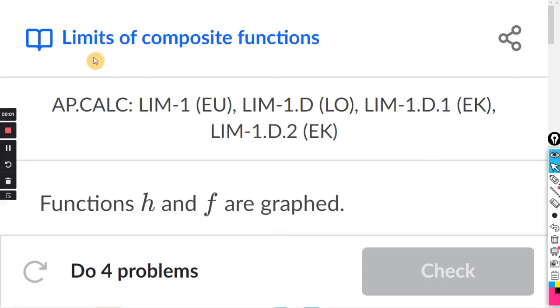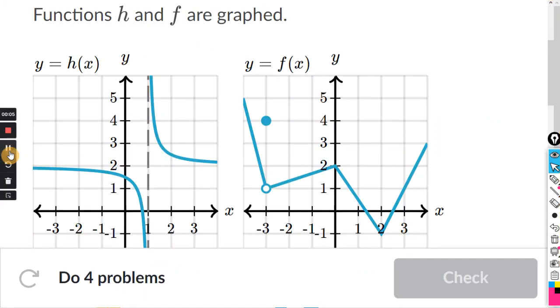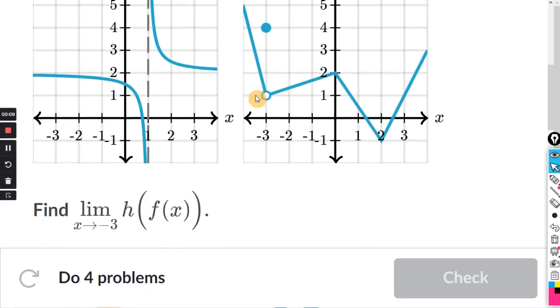This will be for the con exercise, limits of composite functions. All right, so functions h and f are graphed, and they want us to find the limit as x approaches 3 of h of f of x.